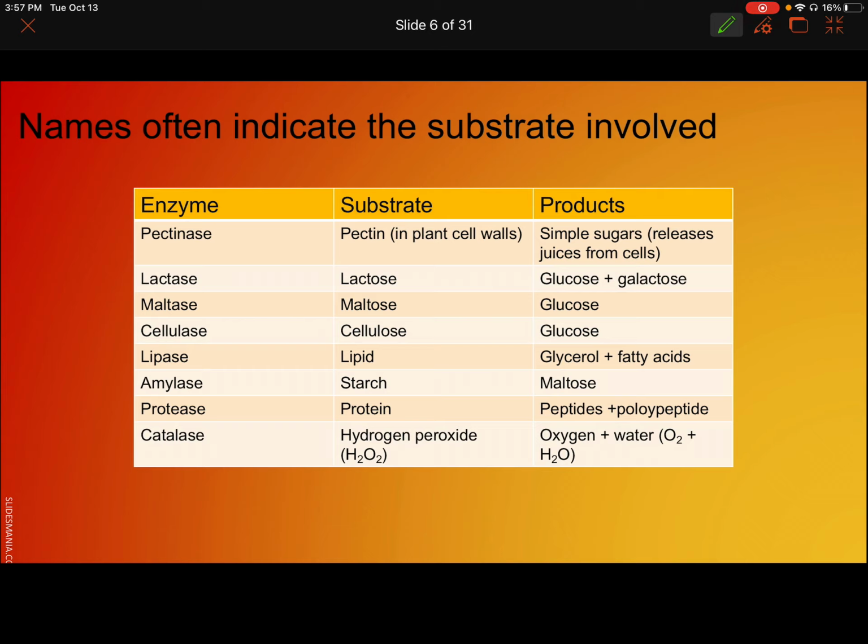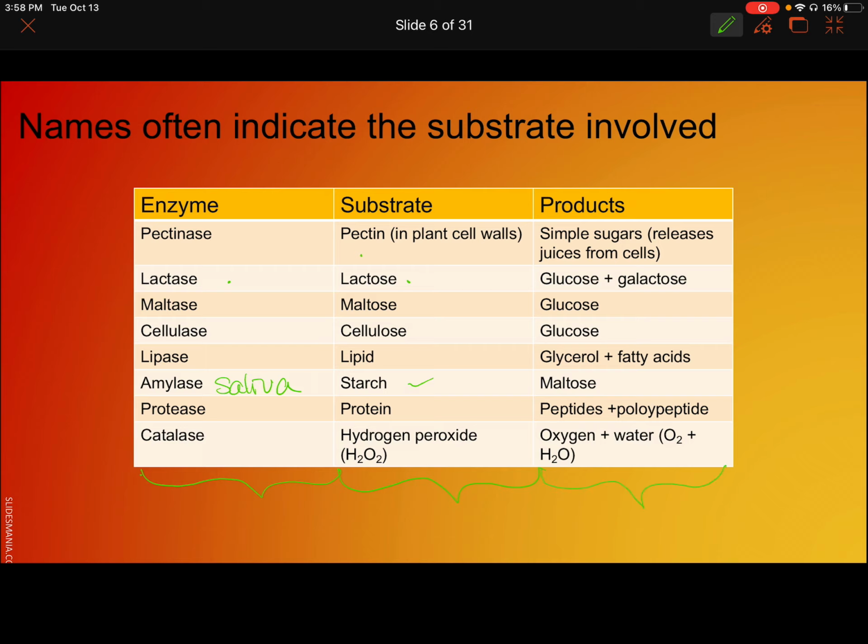So we also talked about how names often indicate the substrate involved, like pectinase breaks down pectin, lactase breaks down lactose, maltase breaks down maltose. These are examples of it, but they're not always the case. Like amylase, you find this in saliva, and it breaks down starch. And this chart gives you the enzyme, its substrate or what it acts on, and it also tells us what the products are.